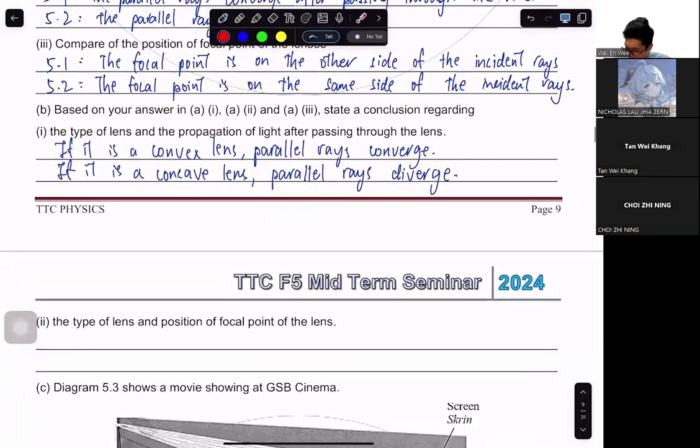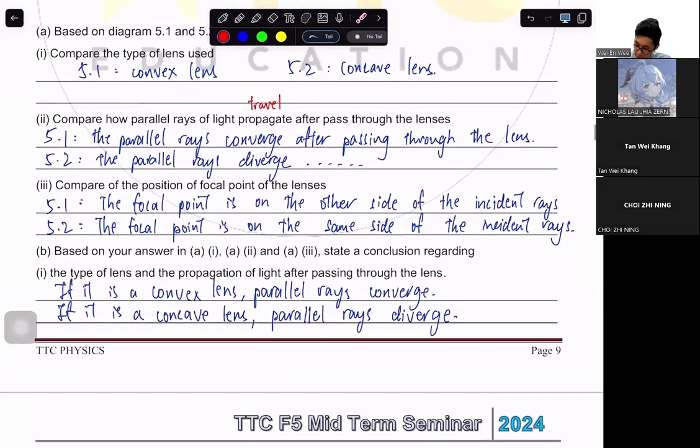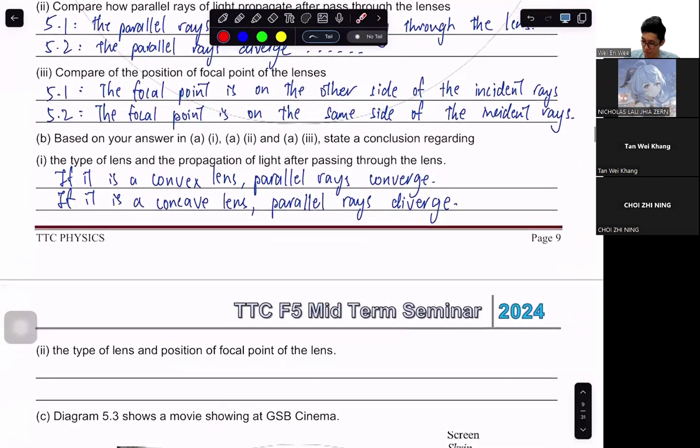And then same thing for the next question. They ask you, what is the conclusion regarding the type of lens and the position of focal point? Again, same thing. If it is a convex lens, then the focal point is on the other side. If it is a concave lens, then the focal point is on the same side. Get it? Pretty easy, huh?